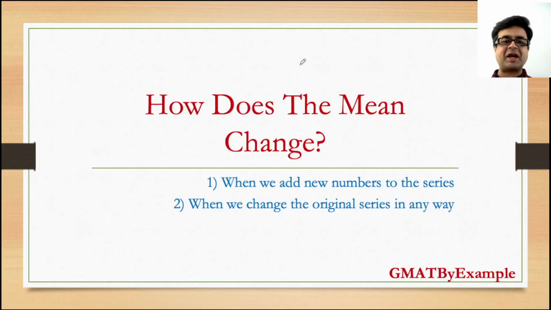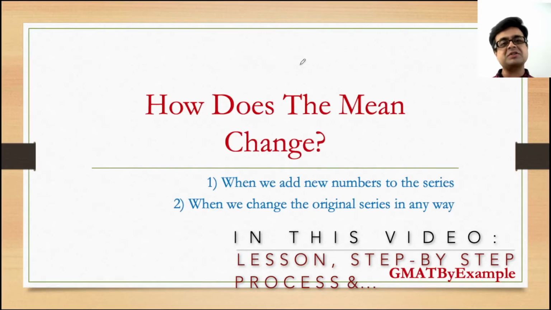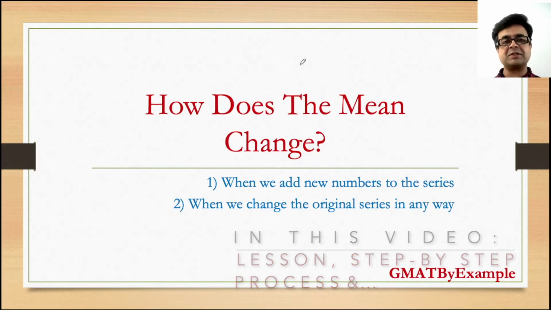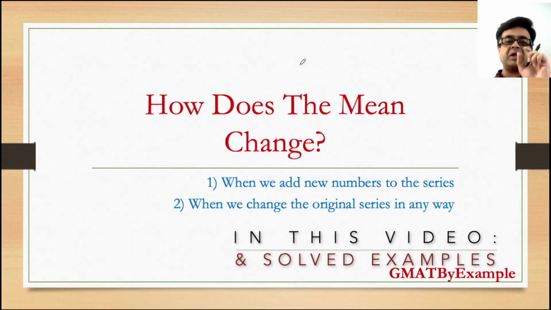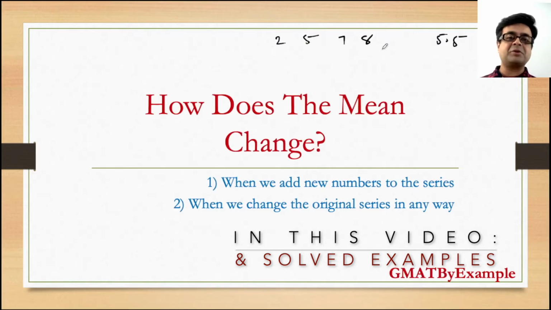Hello, we're going to tackle a very important problem in GMAT statistics. How does a series mean get impacted when you change the series somehow? By changing each number of the series somehow, or by adding new numbers to the series. For example, you have this series of four numbers 2, 5, 7, 8 with a mean of 5.5.